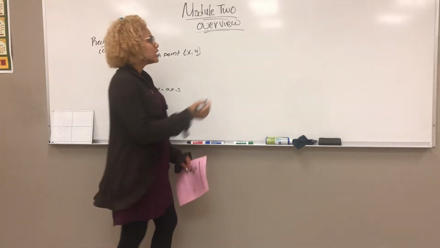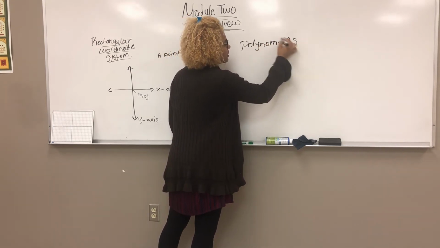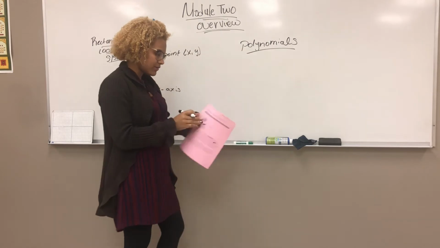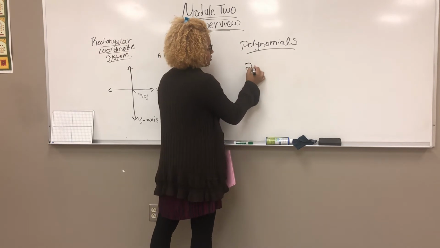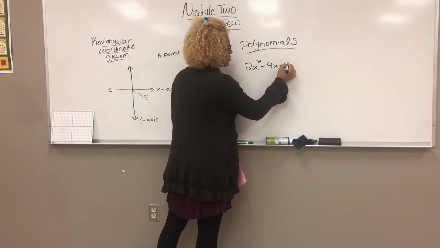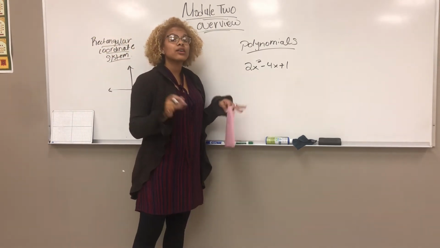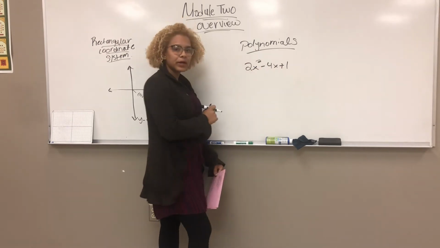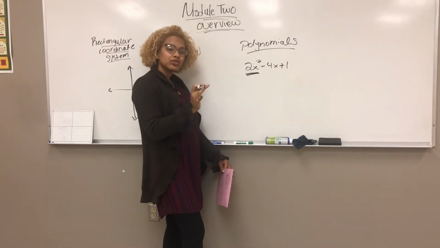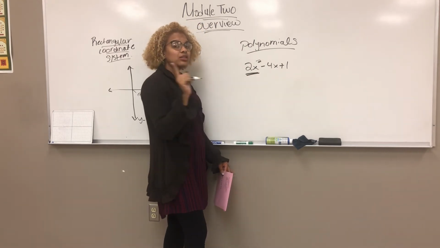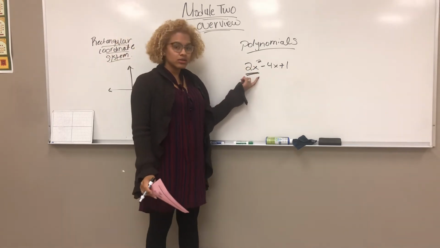So for Chapter 4, you're dealing with polynomials. And this is extremely important. Okay, let me see, I think I have an example. So if I have a polynomial of 2x squared minus 4x plus 1, right? This is a polynomial. This is a trinomial because it has 3 terms: 1, 2, 3, right? The leading coefficient is 2. The leading term is 2x squared. Why? The highest exponent, right, is 2.